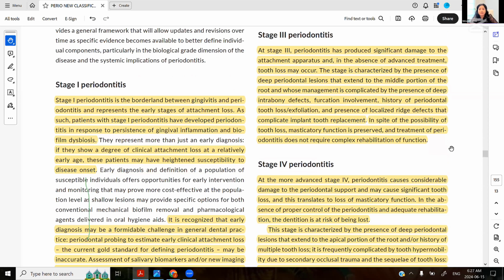Now, stage 3 has already produced significant damage. When you assess and classify a presenting patient in your practice who's at stage 3, you know that the damage has already taken place, right? In the absence of advanced treatment, tooth loss has also occurred, right? Or if you don't provide a complex treatment immediately, which would include maybe GTR, regeneration, right? And furcation treatment. If you do not provide complex treatments now, the tooth loss can continue to happen. So stage 3 should immediately ring those bells that complex treatment is needed, right?